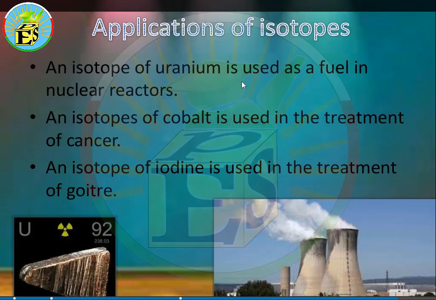An isotope of uranium is used as fuel in nuclear reactors. An isotope of cobalt is used in the treatment of cancer. An isotope of iodine is used in the treatment of goiter.